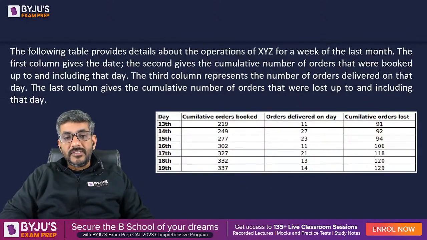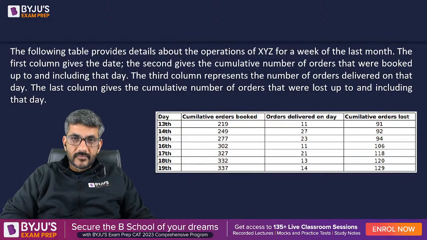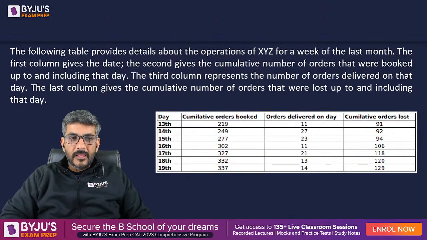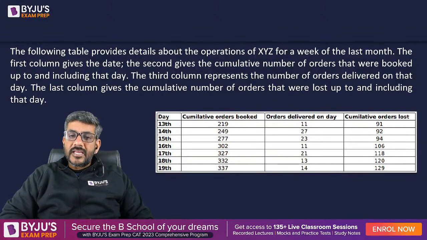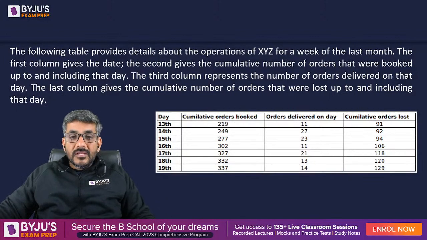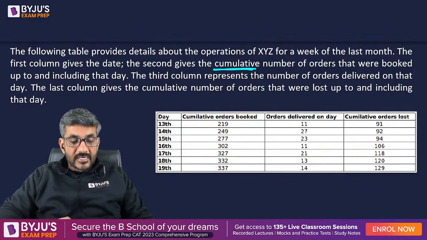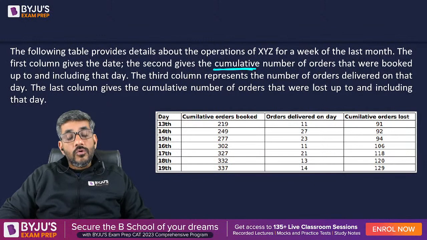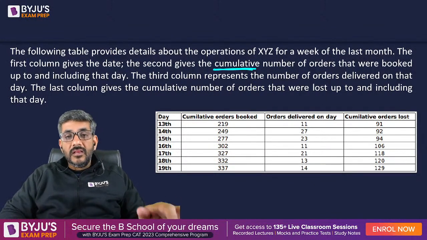Now, there is some information regarding this, which is given here. The following table provides details about the operations of XYZ for a week of the last month. The first column gives the date. So the first column is telling you the dates: 13th, 14th, 15th, 16th. The second gives the cumulative number of orders. What do we mean by cumulative number of orders? That means sum of all the orders till date that were booked up to and including that day. So these cumulative orders include that day's orders.